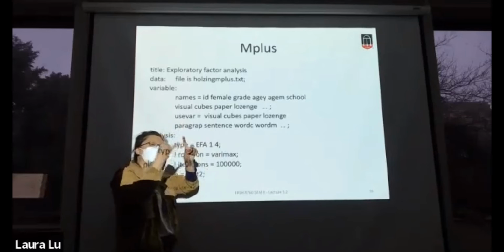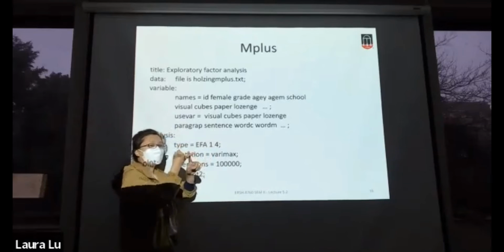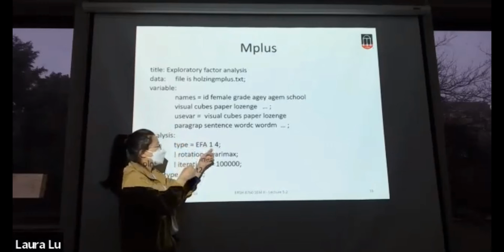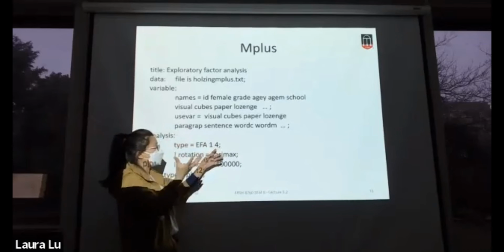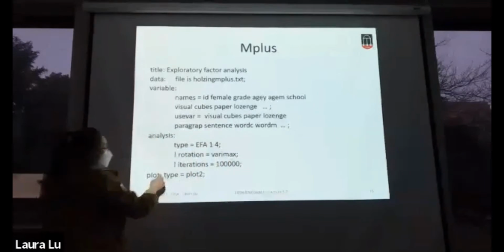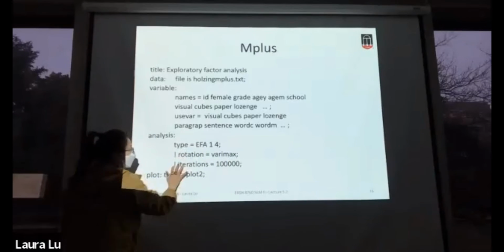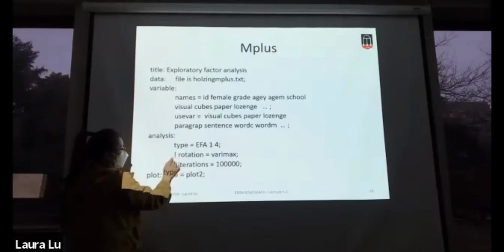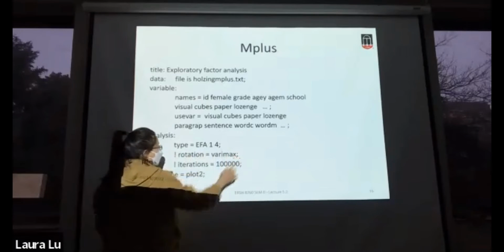The first set including 1 factor. The second set, including 2 factors. And the third one is 3 factors. The fourth one, the 4-factor model. And these are comments. If we put this symbol here, that means they are comments, so they will not run here.